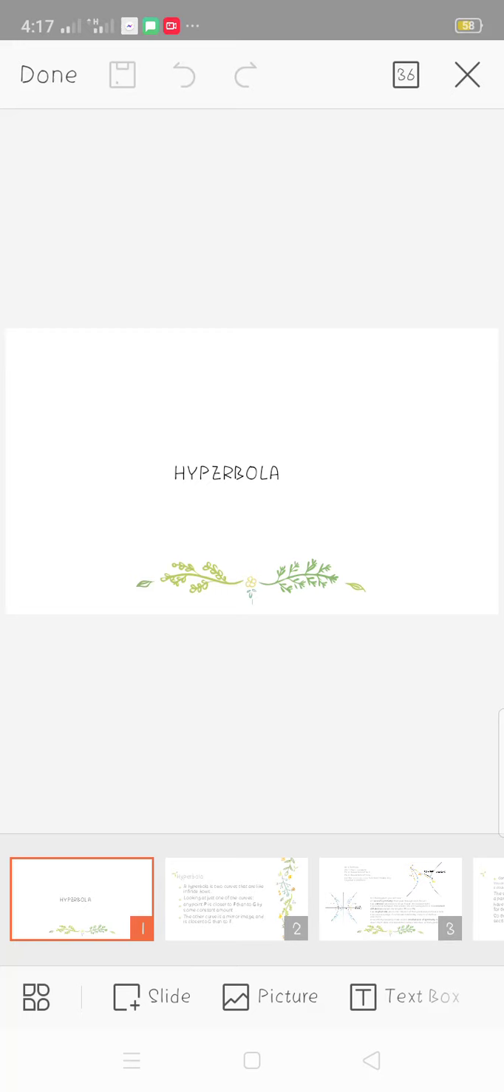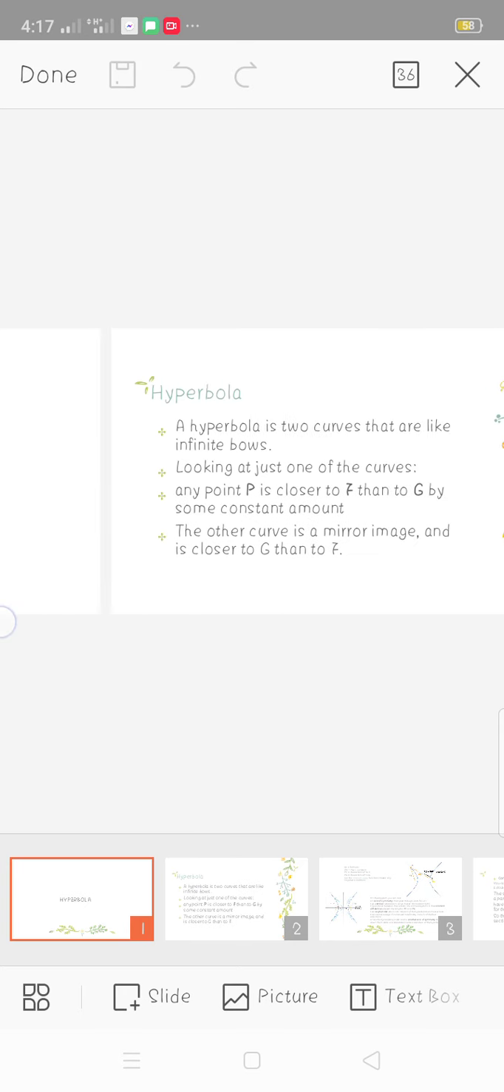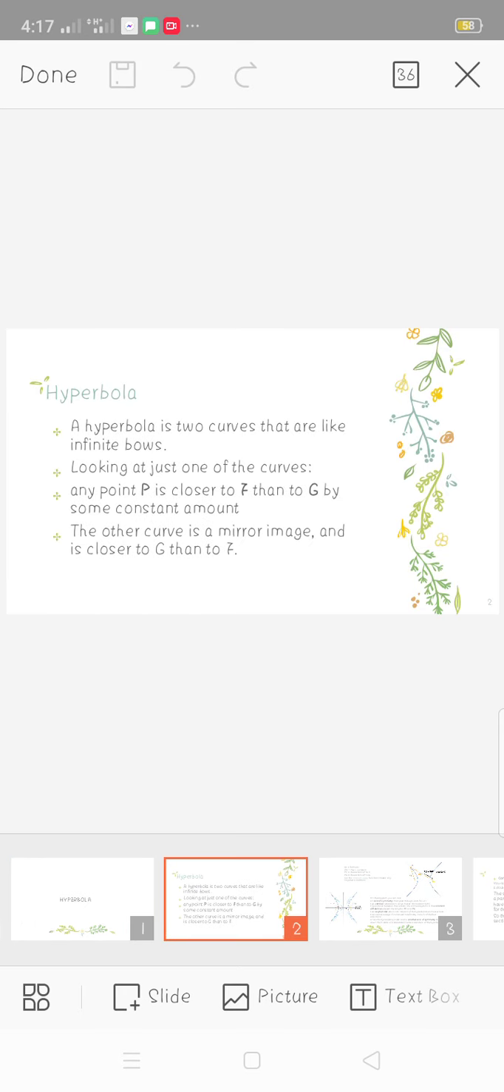For this video, I'm going to discuss hyperbola. A hyperbola is two curves that are like infinite bows. Looking at just one of the curves, any point P is closer to F than to G by some constant amount. The other curve is a mirror image, and it's closer to G than to F.